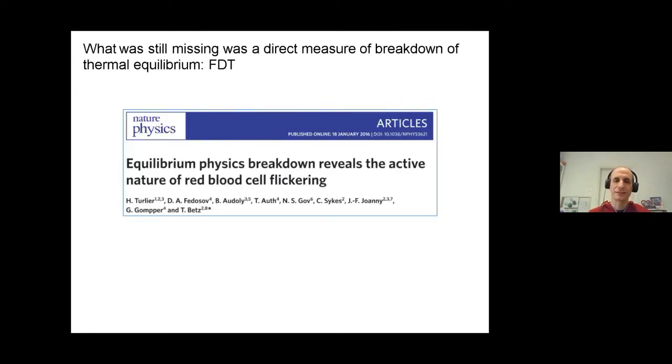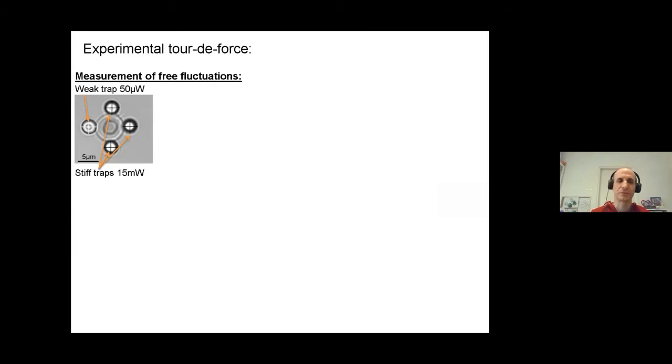So this had to wait for a really brave work, which was experimentally amazing and also theoretically very impressive, in a group in France, in Paris, headed by Timo Betz, and some names like Jean-François Joanny and Gerhard Gompper that I presume many of you know. The main student that did the theory was Hervé Turlier, who is the first author, and Dmitry Fedosov was doing most of the simulations in Gompper's group. So it was really an experimental tour de force.